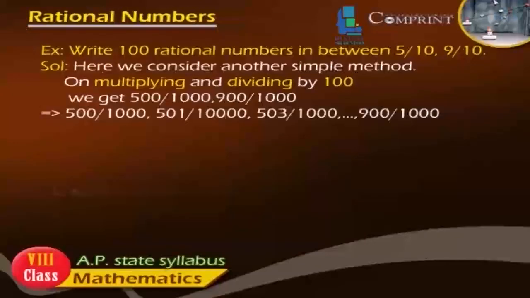Example, write 100 rational numbers in between 5/10 and 9/10. Solution. Here we consider another simple method. On multiplying and dividing by 100, we get 500/1000, 900/1000, which implies 500/1000, 501/1000, 502/1000, 503/1000 and so on up to 900/1000.